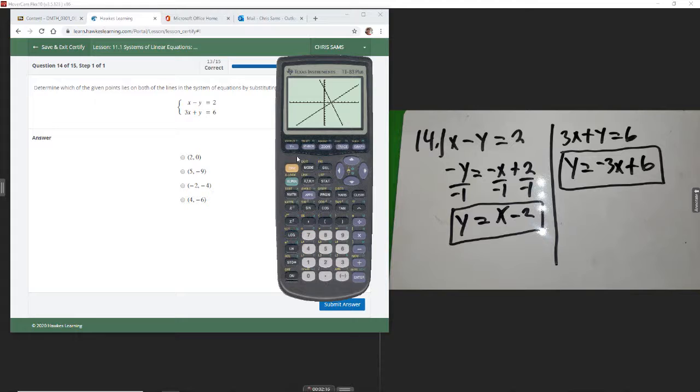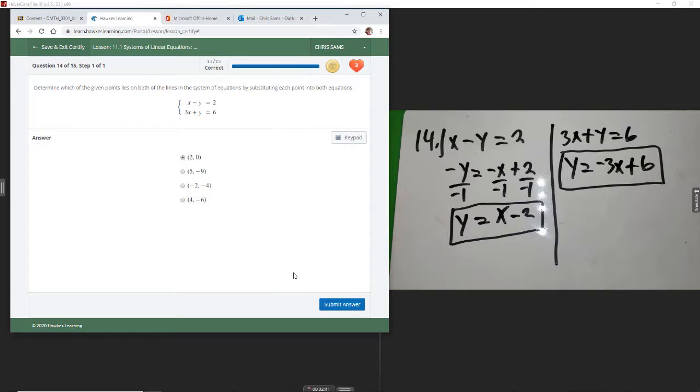And then we will just do second, trace, get this menu for calculate, and option number 5. And then just hit enter 3 times. It's asking first curve, second curve, and guess. Enter, enter, enter. The ordered pair at the bottom is 2, 0. So even if we would have plugged it in, it was the first one, we'd have got there right away.